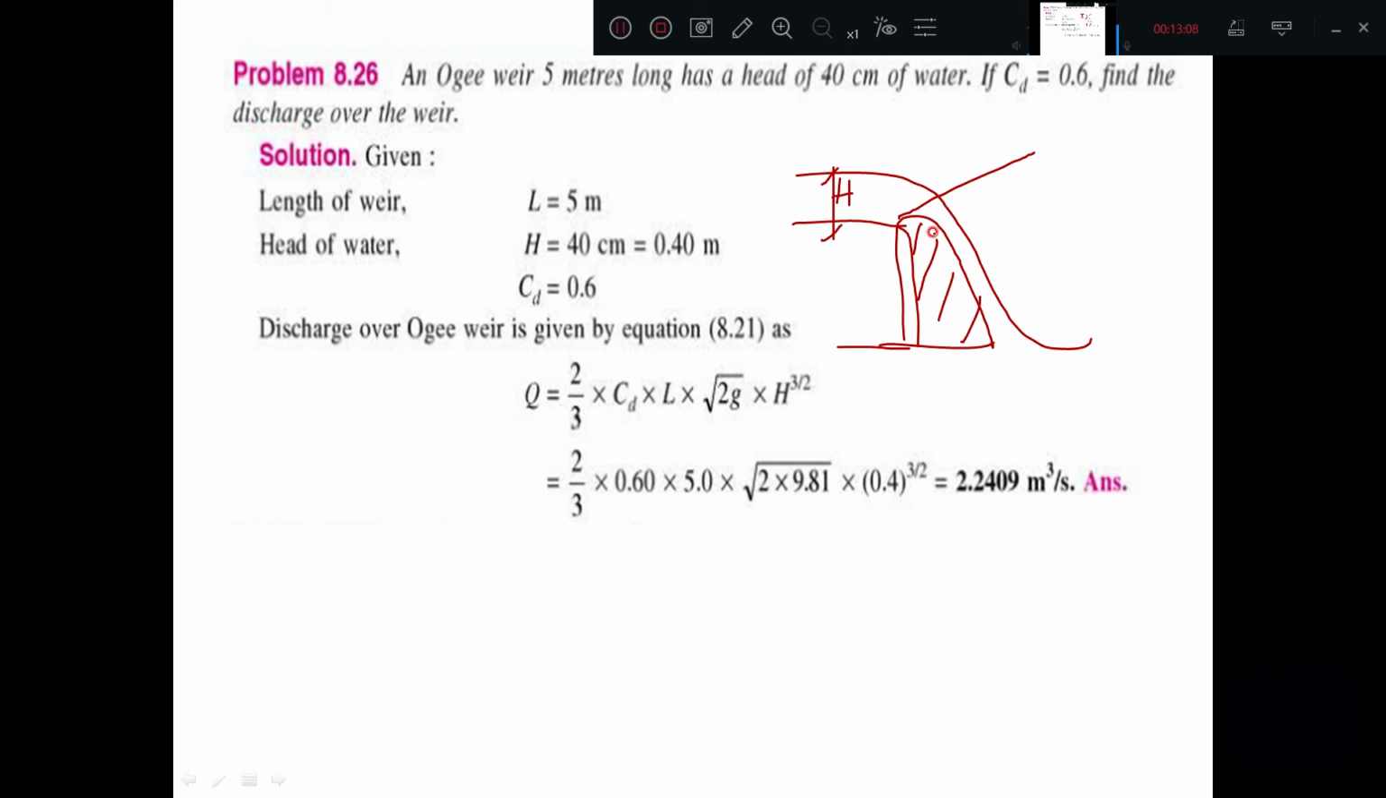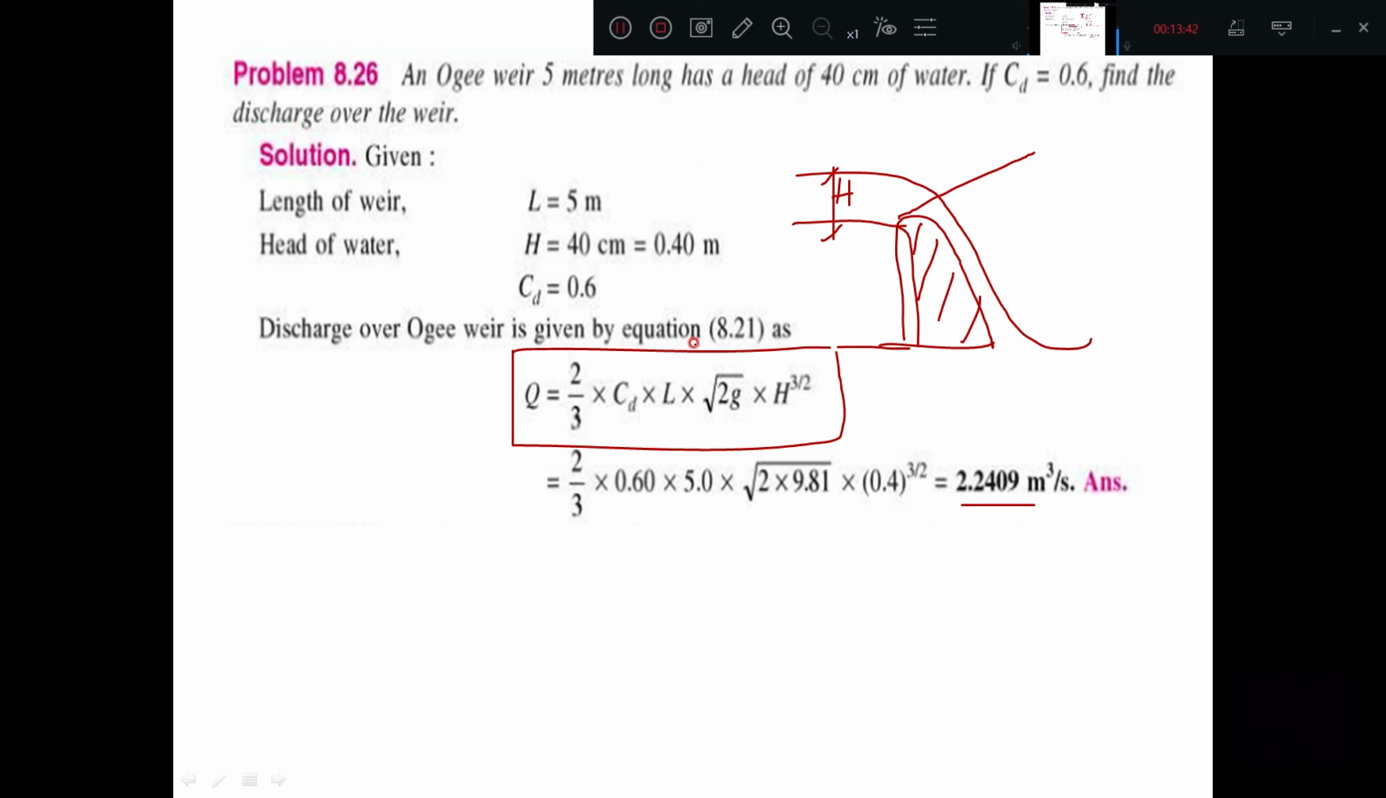As we know the equation for Ogee weir, the flow over the Ogee weir is similar to a rectangular weir, hence we need to apply the same equation as for a rectangular weir. That is Q equal to 2/3 of CD into L into root of 2G H raised to 3 by 2, and all the given data you substitute in this equation, we get the final answer as 2.2409 meter cube per second, or Qmax. Okay, so please check the answer.